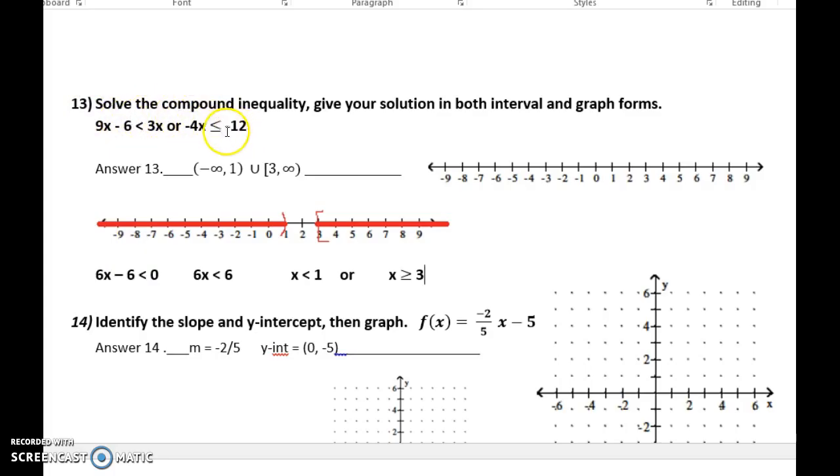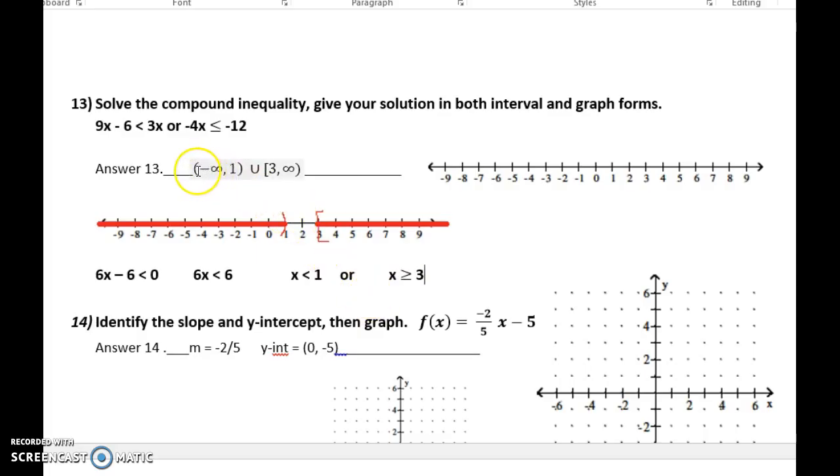For 13, we have a compound inequality. So solve them each separately. For the first one, get the x's together, so subtract 3x from both sides, and then add 6 to both sides, and then divide both sides by 6, and you'll get x by itself. So x is less than 1, or for this one, divide both sides by -4, and you'll get x is greater than or equal to 3. Make sure you switch the sign when you divide or multiply by a negative number.